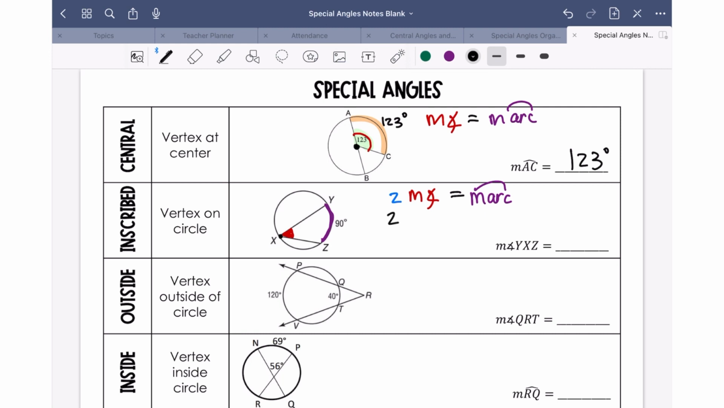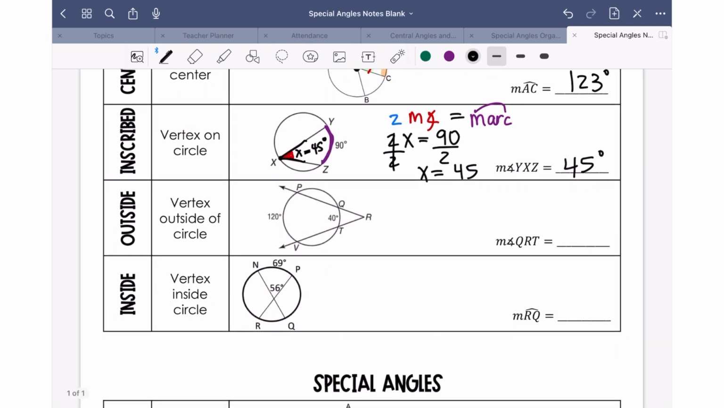Do I know the angle measurement? I do not. That's the one they're asking me for, right? Angle YXZ right here. So we're going to use X. When we don't know a value, we always use X or any letter you like. And that's going to be equal to the arc. What is the measurement of the arc? 90. Okay, and then you just solve for X. How do you undo multiplication? Division. 90 divided by 2. 45. So 45 degrees is the measure here. Okay? All right, so that was inscribed.